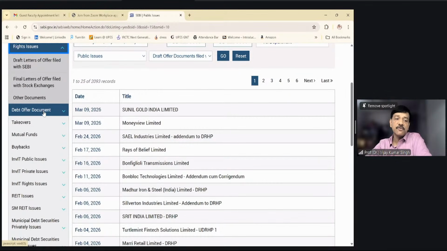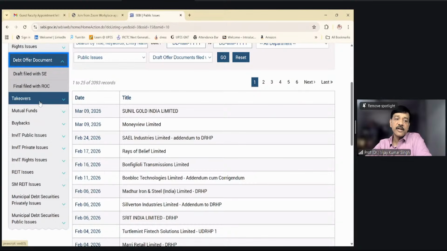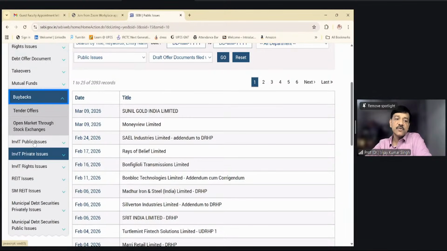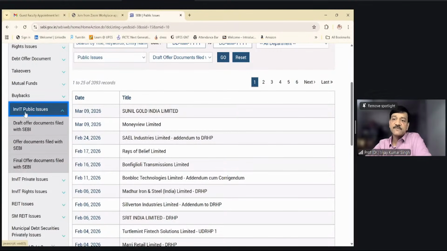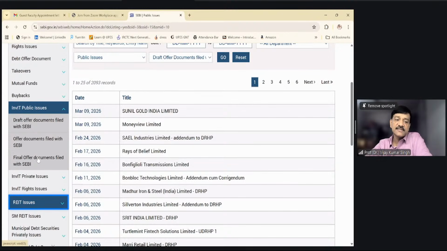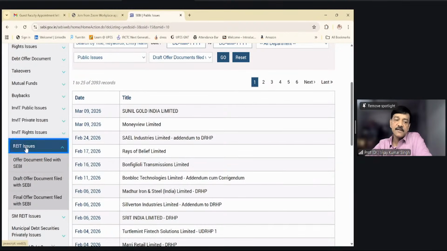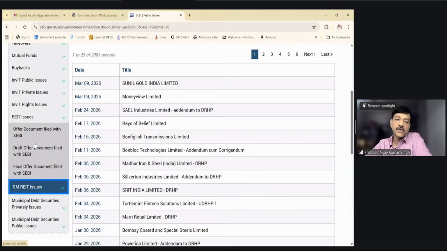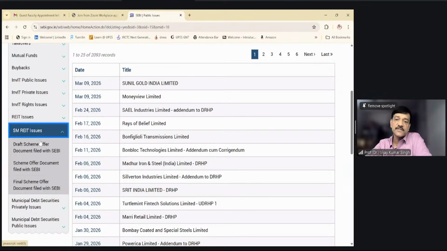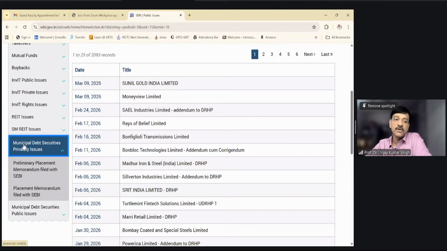Then there is debt offer document. Okay. Then in case of takeovers, then in case of mutual funds, then we have buybacks. Then you can see this is INVIT, that is your investment related fund. Then there is REIT, that is real estate investment fund. Okay. So these are different types of instruments. So you can see here SMREIT issue. This is another kind of a security. Municipal debt securities. So if there is a municipal bond or government security, municipal debt public issues.